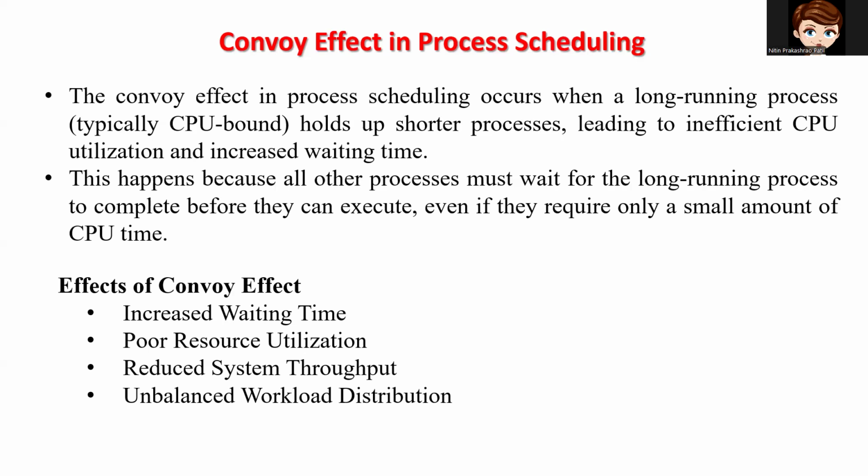IO devices remain idle while waiting for CPU bound processes to finish, which leads to poor resource utilization. The overall number of processes completed per time unit decreases, and that's the reason one can say the system throughput would be reduced. The system may appear sluggish as shorter tasks get delayed behind longer ones, and that's why there can be an unbalanced workload distribution. So these are all important terminologies. Next session, we'll be talking mainly about different CPU scheduling algorithms.